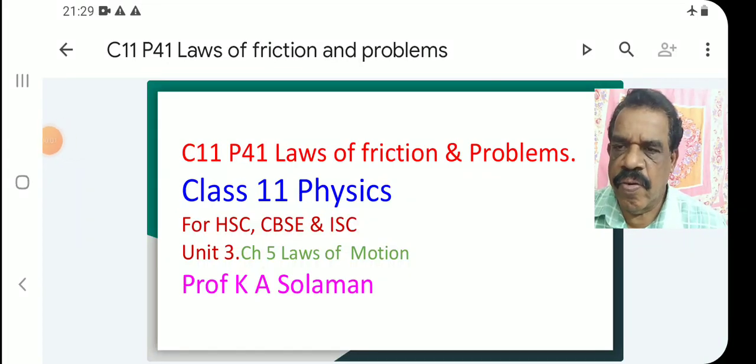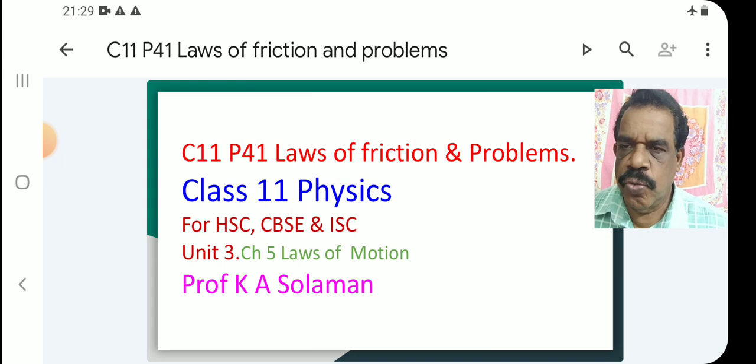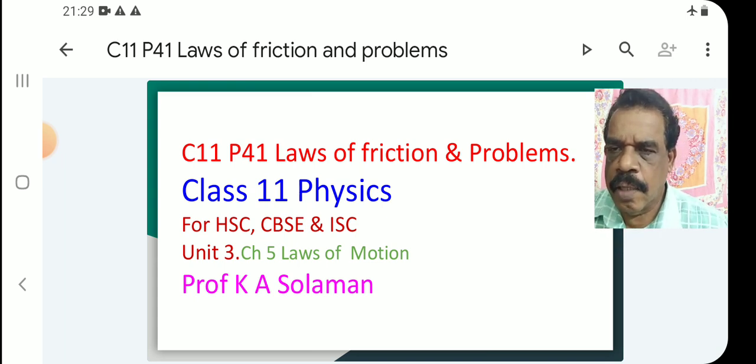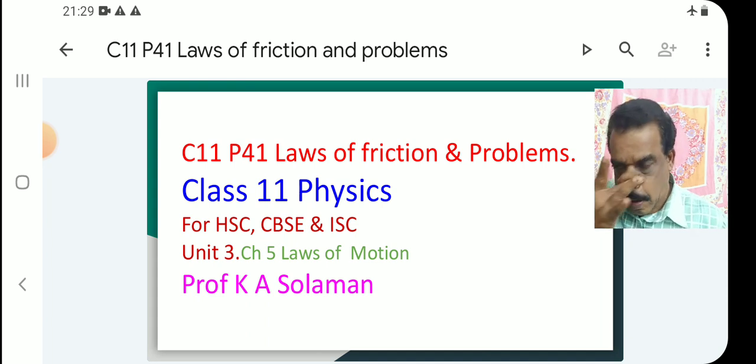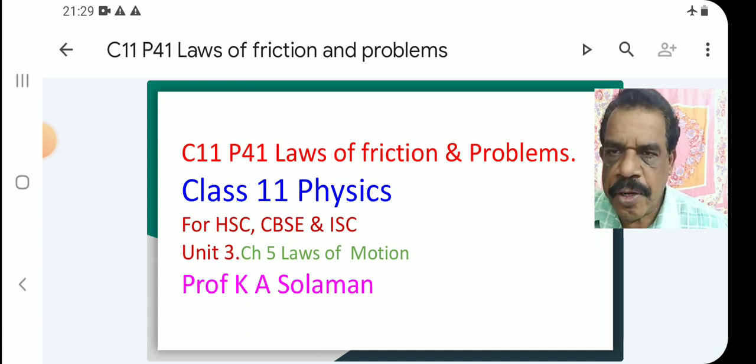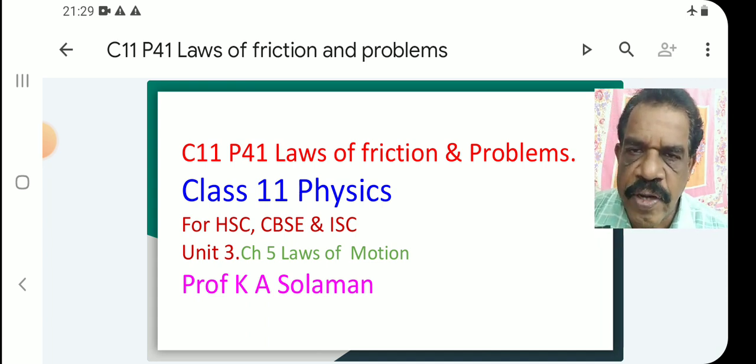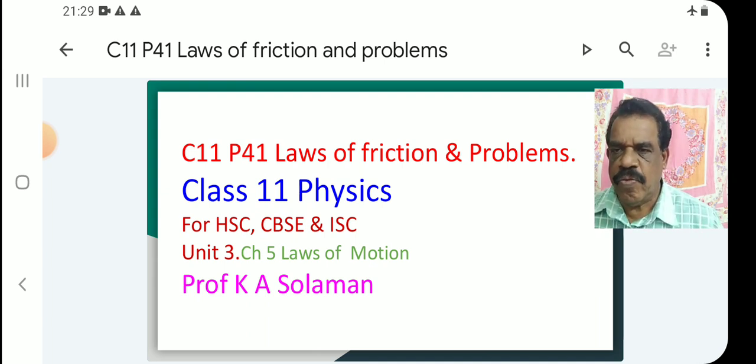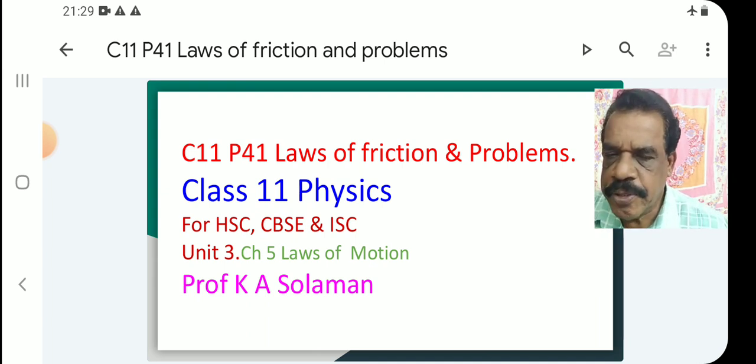Welcome to class 11 physics for HSC, CBSE and ISC students. And this is the last class of the chapter laws of motion, and today we see laws of friction and problems. The laws of friction and problems, class number P41, class 11 physics.